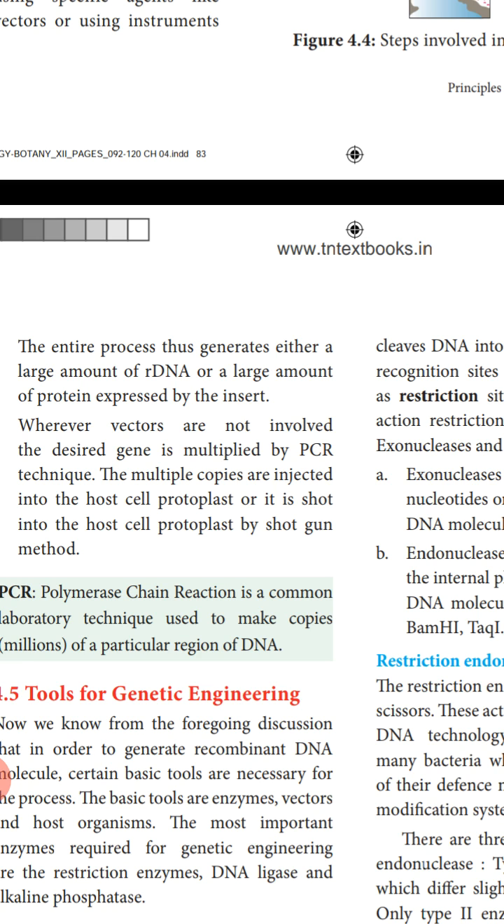Next step is, wherever vectors are not involved, the desired gene is multiplied by the PCR technique. The multiple copies are injected into the host cell protoplasm, or shot into the host cell protoplasm by the shotgun method. So PCR is what? The polymerase chain reaction is a common laboratory technique used to make copies of a particular region of DNA.